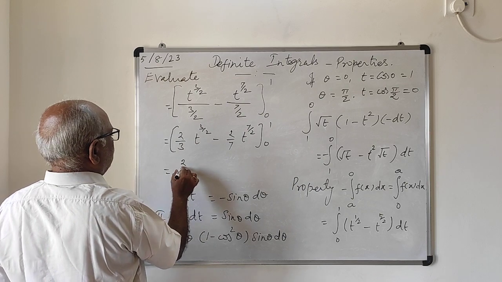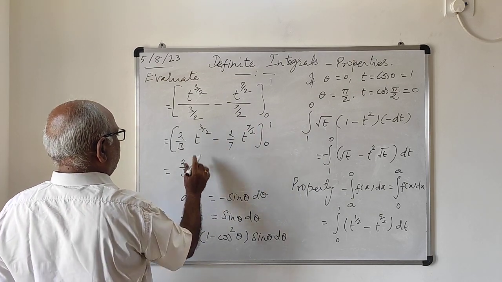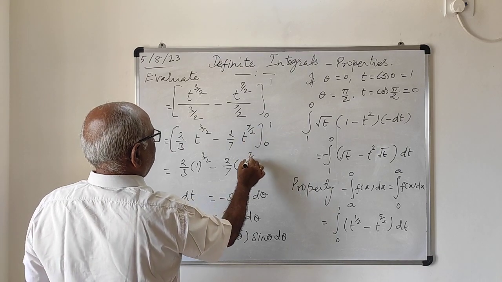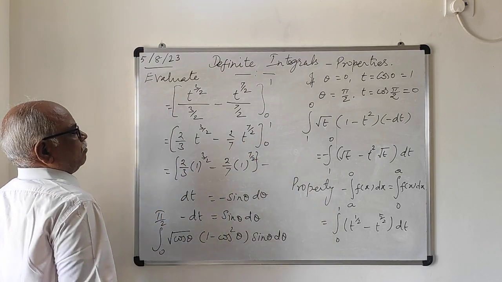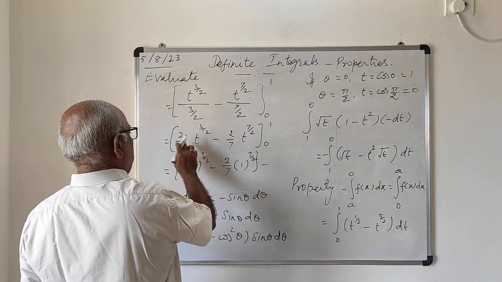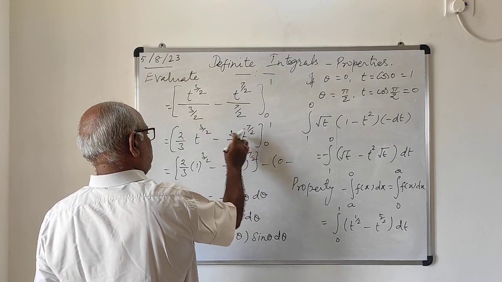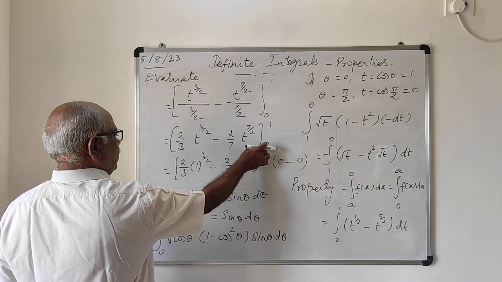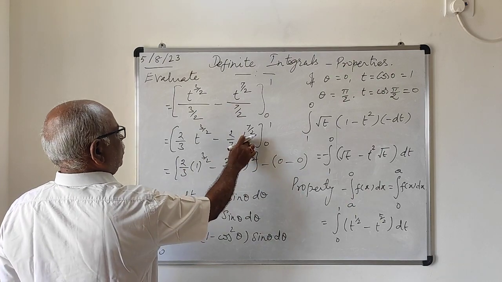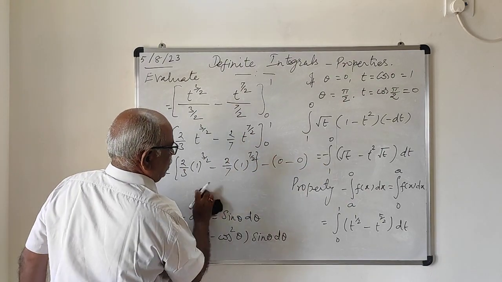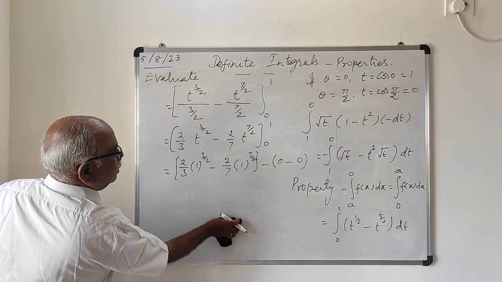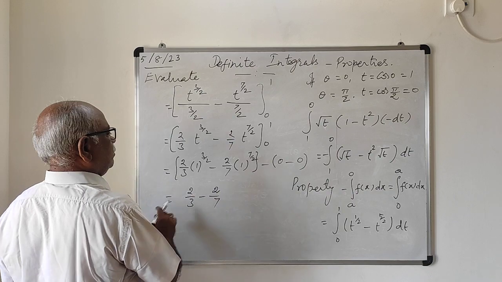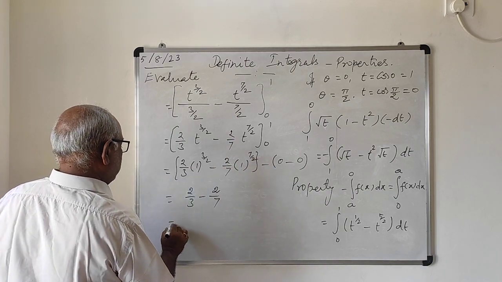First apply the upper limit. 2 by 3 into 1 power 3 by 2, 1 power 3 by 2 is 1, minus 2 by 7 into 1 power 7 by 2. For the lower limit, t is 0, and 0 power 3 by 2 is 0, 0 power 7 by 2 is equal to 0. Therefore, the lower limits vanish. You get only the upper limit. So that is equal to 2 by 3 minus 2 by 7. That's all. 1 power 3 by 2 is 1, so 1 into 2 by 3, minus 2 by 7. So LCM is 21.